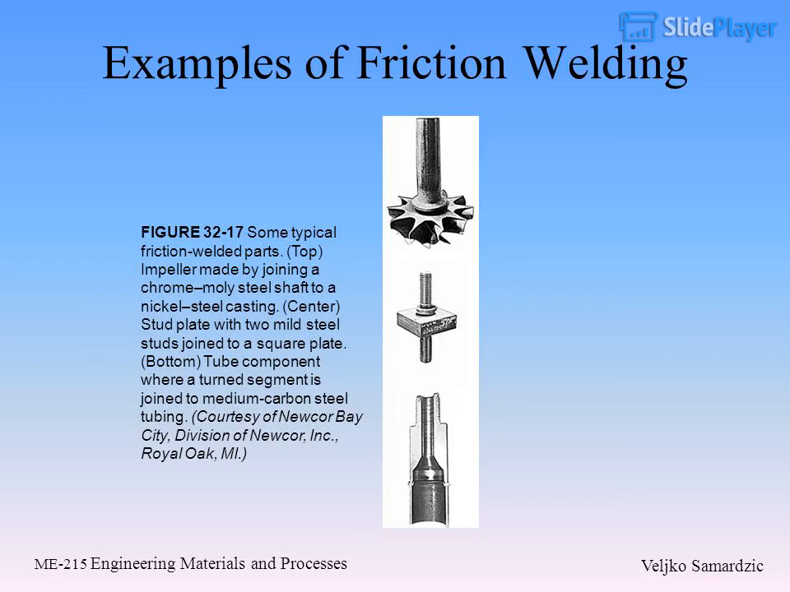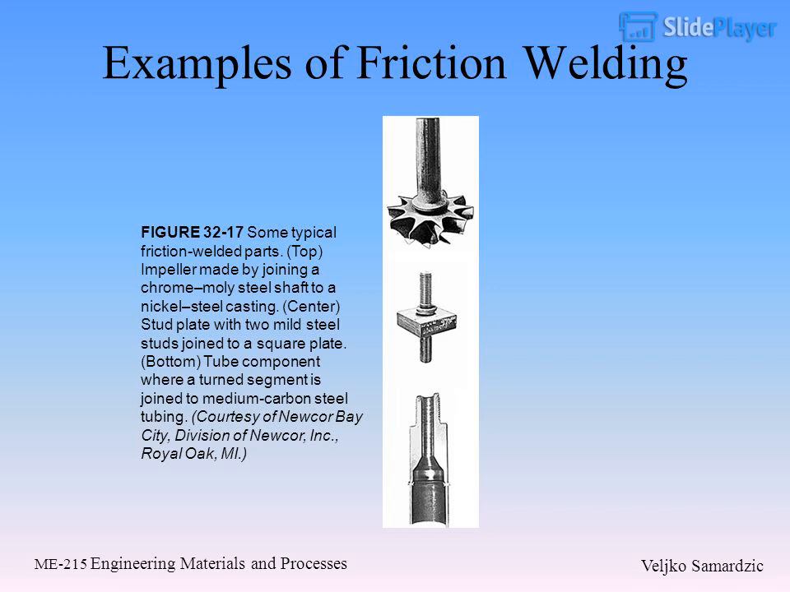Examples of friction welding. Figure 32.17: Some typical friction welded parts. Top: impeller made by joining a chrome moly steel shaft to a nickel steel casting. Center: stud plate with two mild steel studs joined to a square plate. Bottom: tube component, where a turbine segment is joined to medium carbon steel tubing. Courtesy of Nucor Bay City, division of Nucor Incorporated, Royal Oak, Michigan.